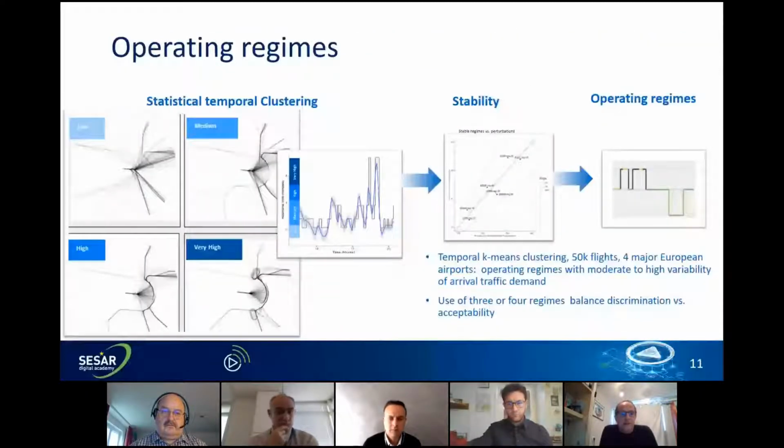So eventually, what we did in this initial study is to start from this temporal clustering in a purely statistical manner. And then we added some stability assumptions in relation with simple operation requirements, such as the need to ensure that you do not switch too often between regimes, between different route structures. And we ended up with identifying the possibility for operating regimes to be defined in airports with high and moderate variability of air traffic demand. In the end, we identified that there would be a need for 3 or 4 regimes to properly balance discrimination and acceptability. And next one.